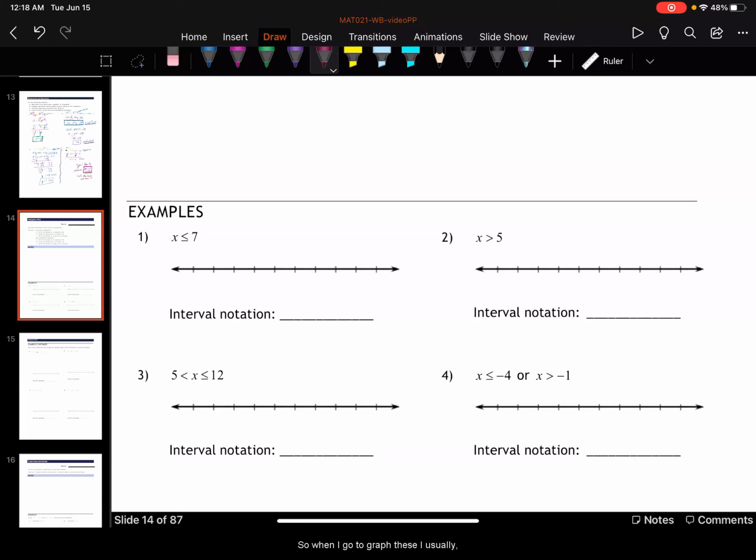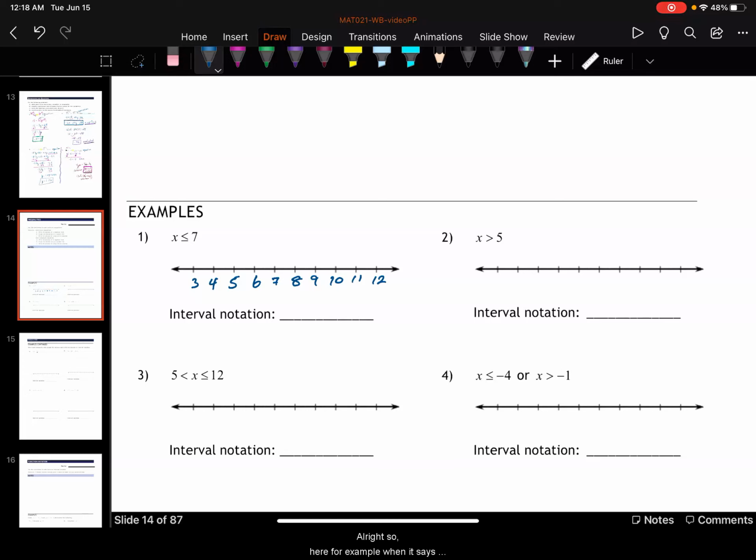Okay, so when I go to graph these, I usually just put the number that we're given in the middle. It just makes it a little easier to put my numbers on here. So I will just put 7 in the middle, 8, 9, 10, 11, 6, 5, 4. And notice I don't have 0 or 1 on my number line. That's okay. You don't have to have 0 or 1 on your number line.